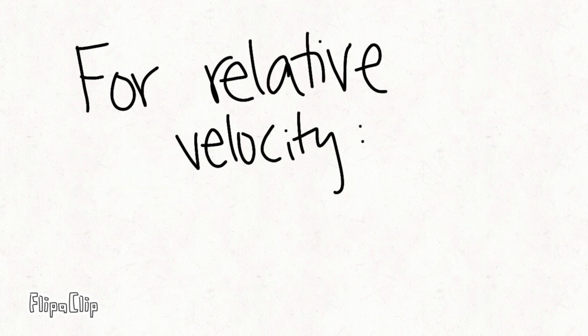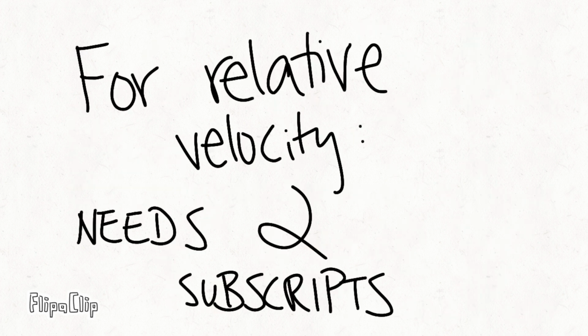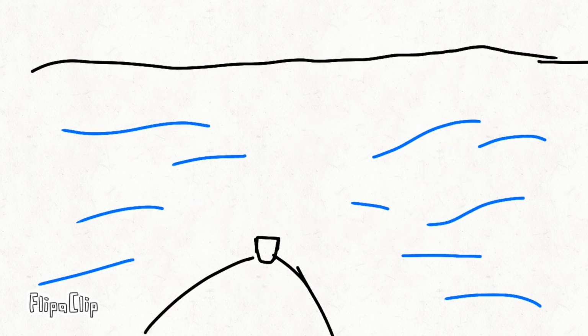When you label an object's velocity relative to something else, you have two subscripts. The first is the object, and the second is the reference frame.